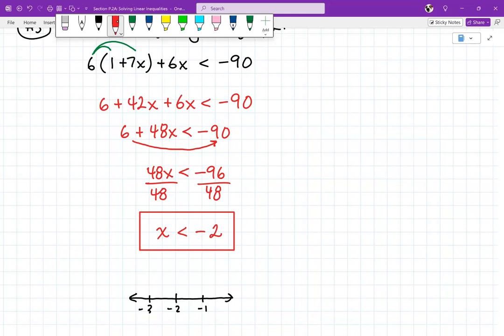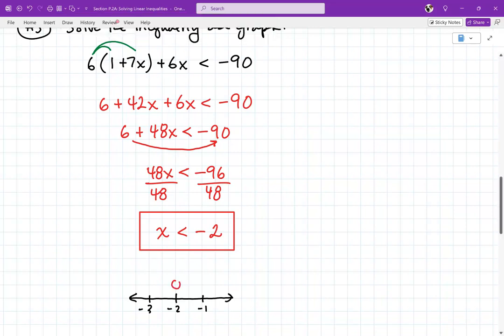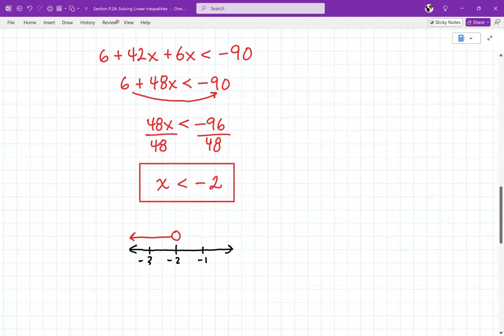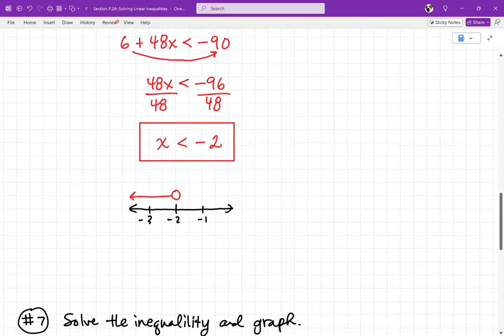At this point, I'm going to create my circle. Now, this is a less than. Less than means it's only going to be a circle that's not covered, an empty circle. So I'm going to put a circle right there. And then since x is on the left side, I'm going to follow what the arrow says. I'm going to go left. This inequality, x less than negative 2, is pointing left, so I'm going to go left as well, because my variable is on the left-hand side. Are we good with that one? Pretty straightforward.